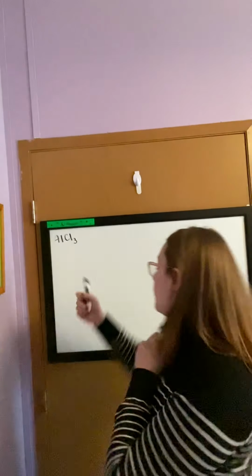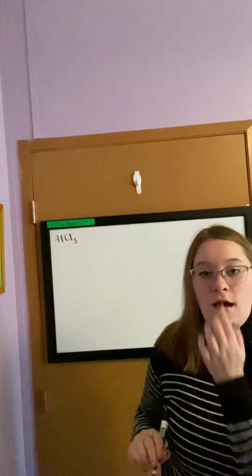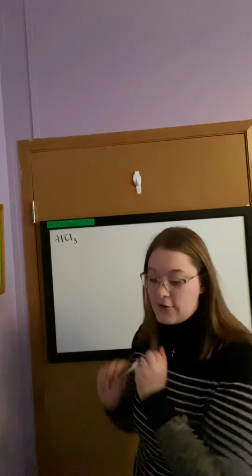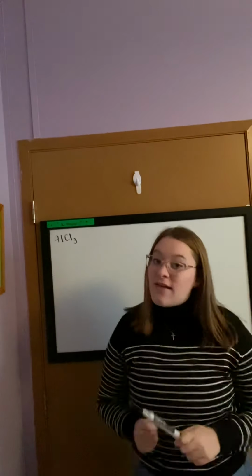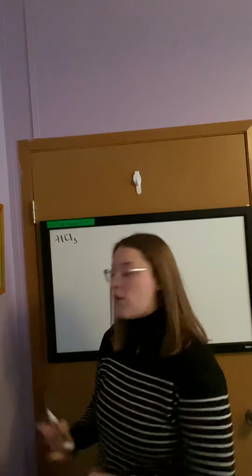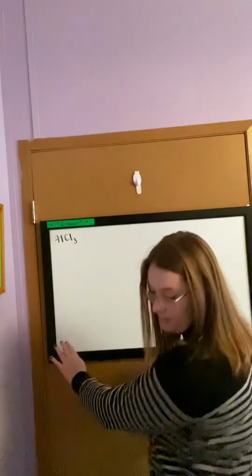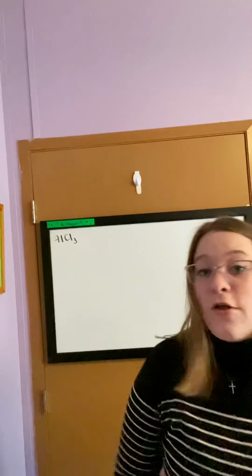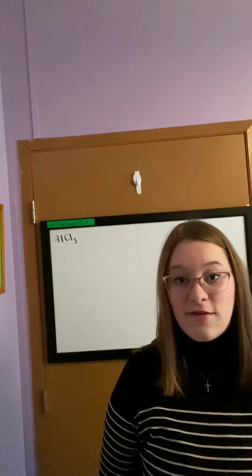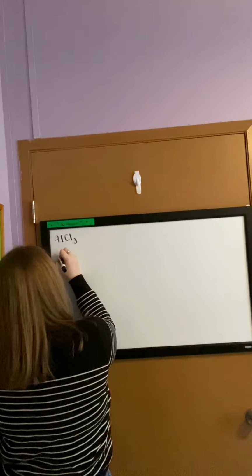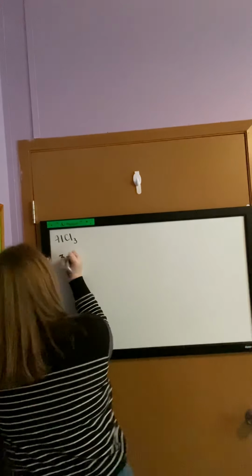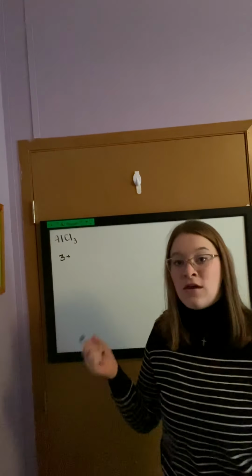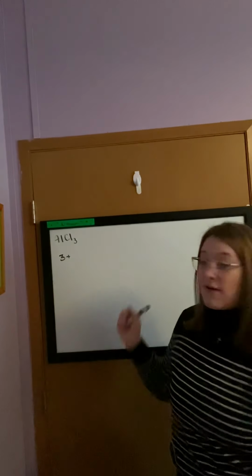So AlCl3. We are going to start by counting the valence electrons again. In order to do this, we need to know how many valence electrons aluminum has. Aluminum has 3 valence electrons. You can find this out from the periodic table. And now we are going to add on the amount of chlorine valence electrons.